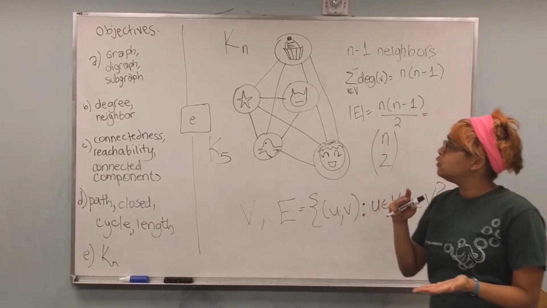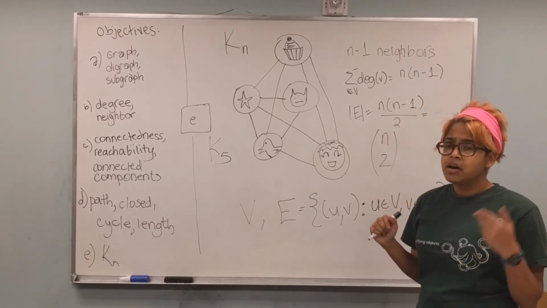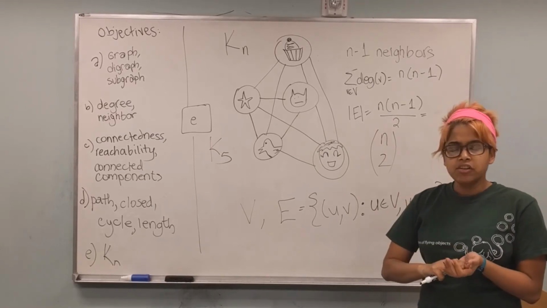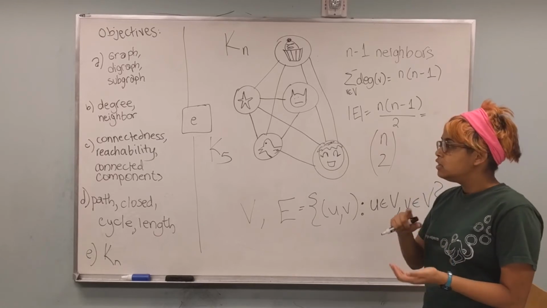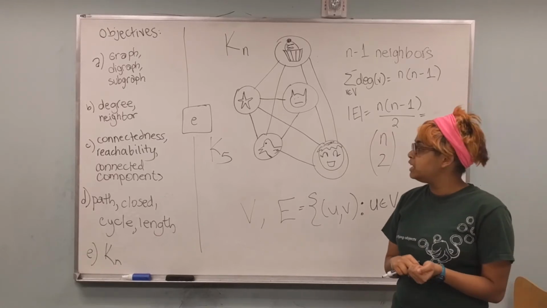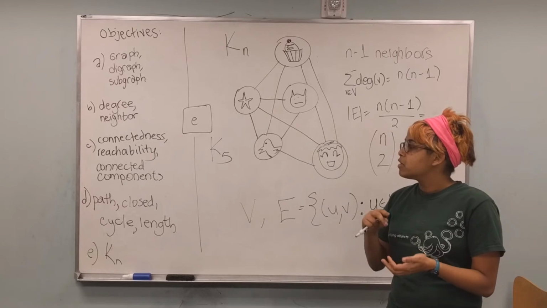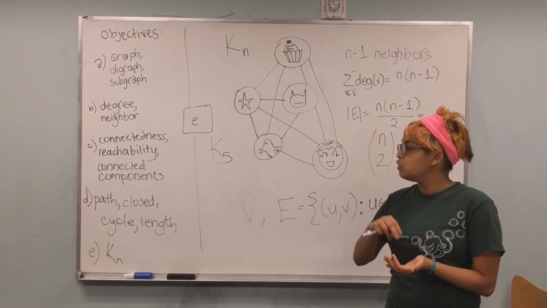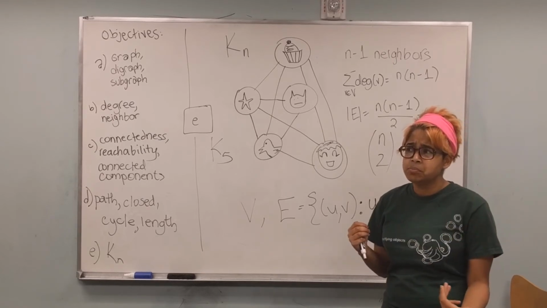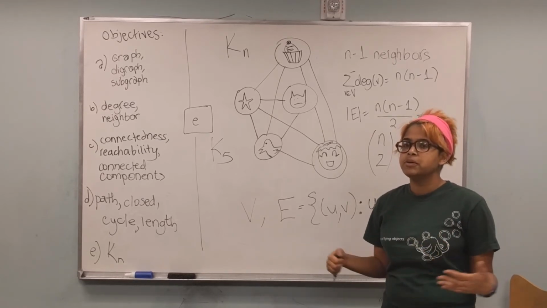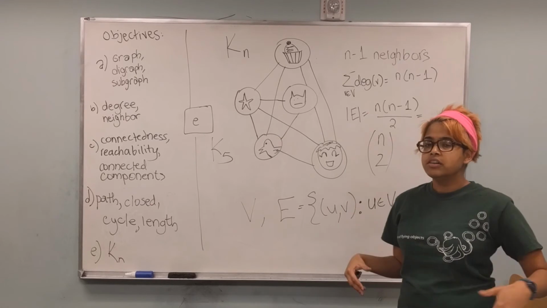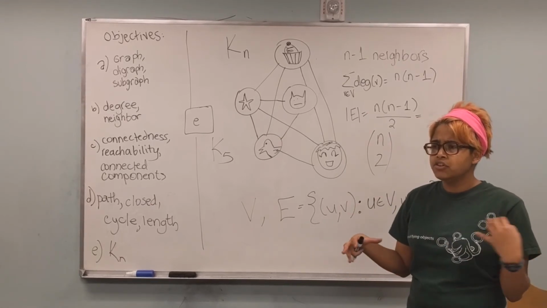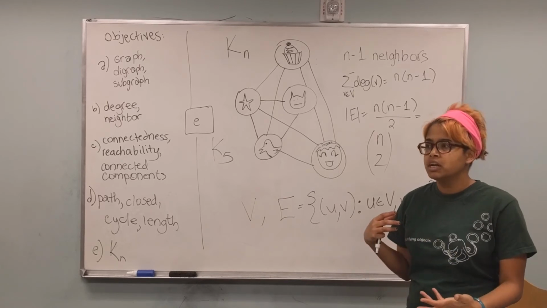All right. So just to wrap up, we've talked about a bunch of definitions: graph, subgraph, digraph under learning objective A, degree and neighbor under learning objective B, C, connectedness, reachability, and connected components. D, path, closed, cycle, and length, as well as simple. And then finally, we talked about complete graphs. Right, so those are all the definitions that we went over today. You should know what all those words mean, and you should also understand how they would work together.